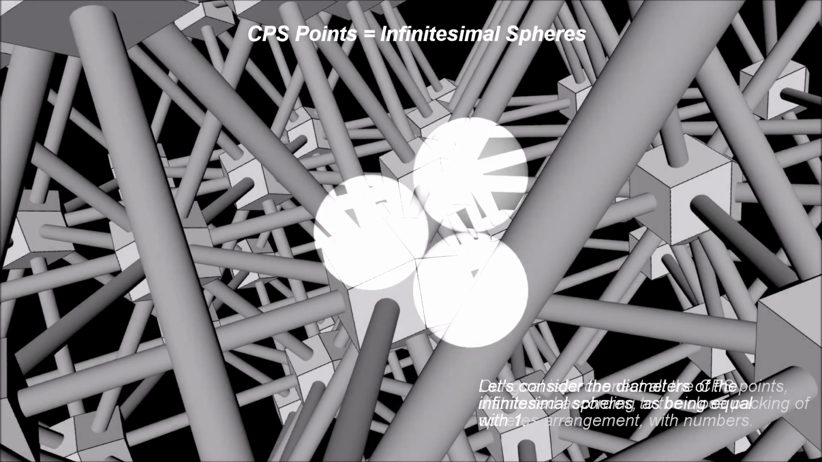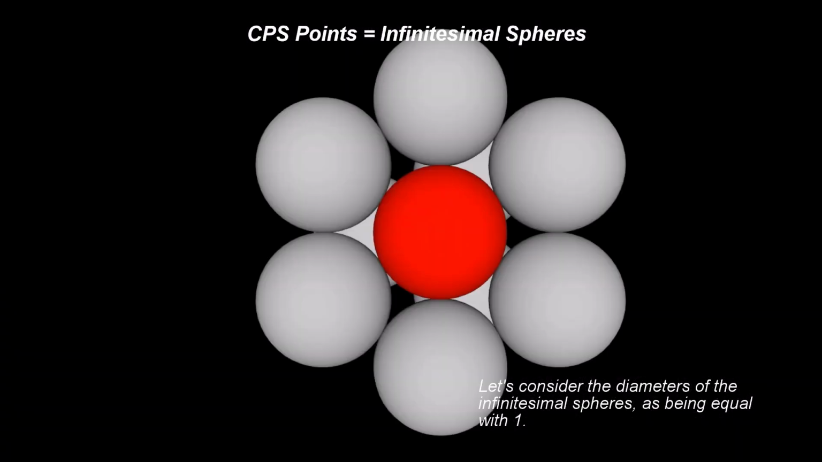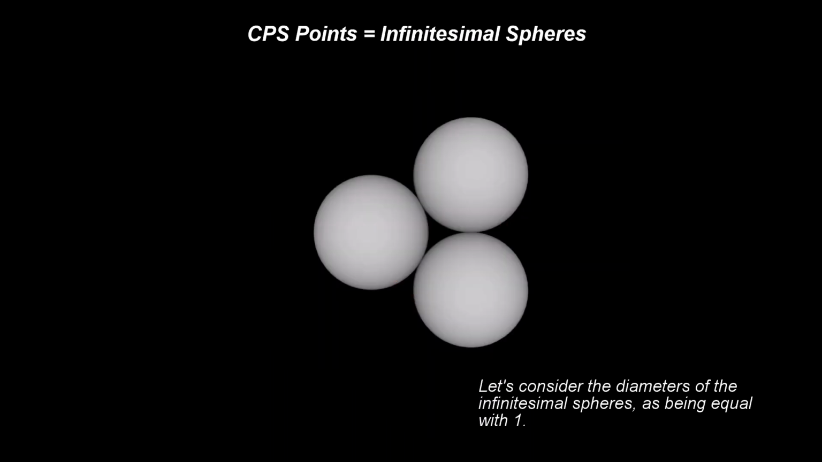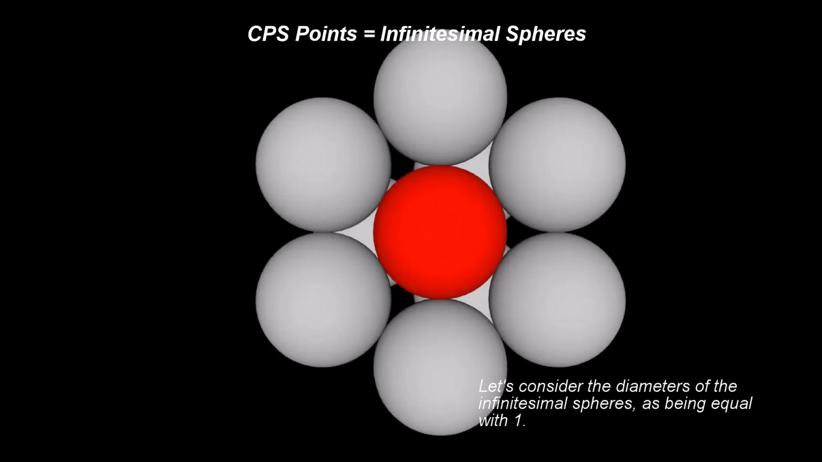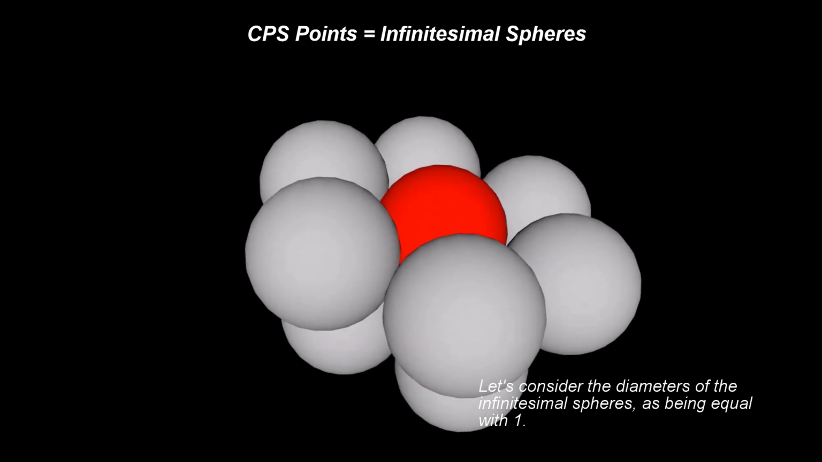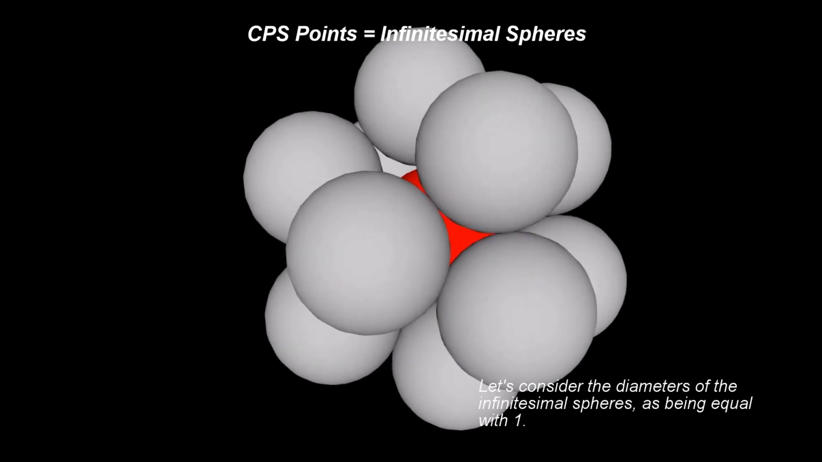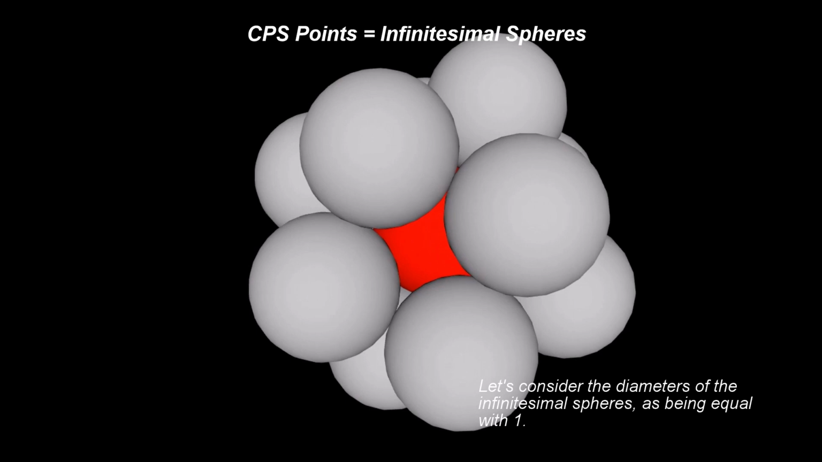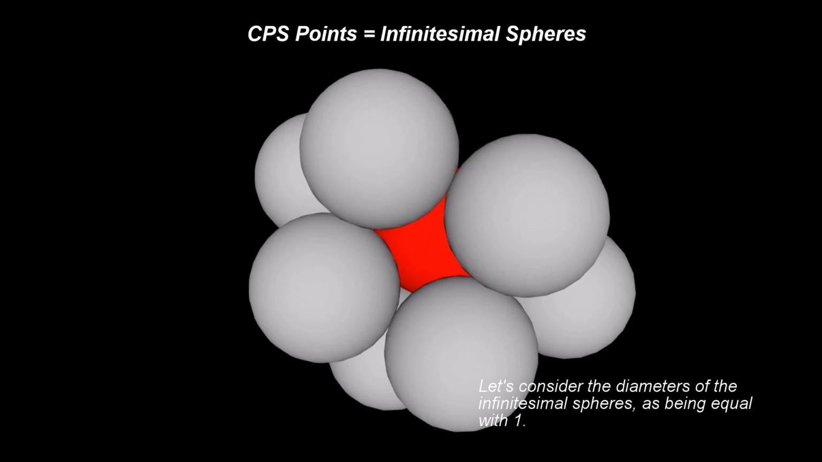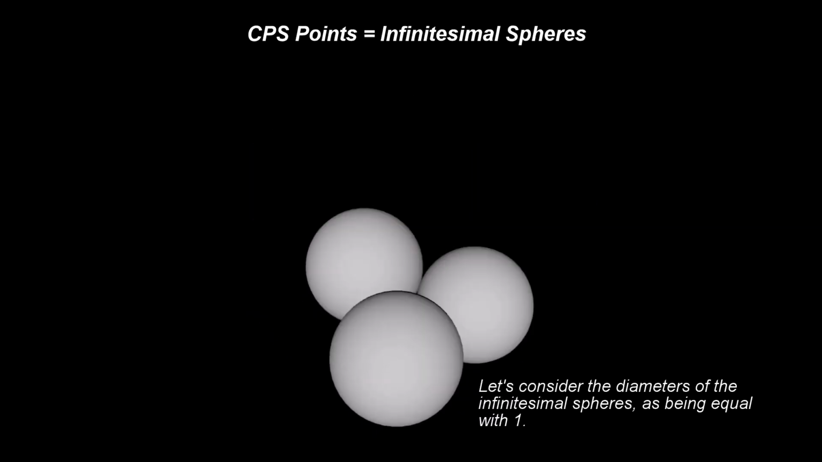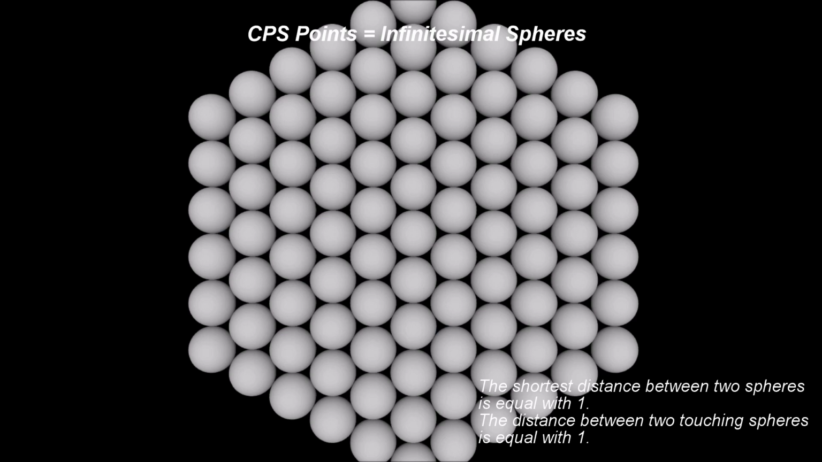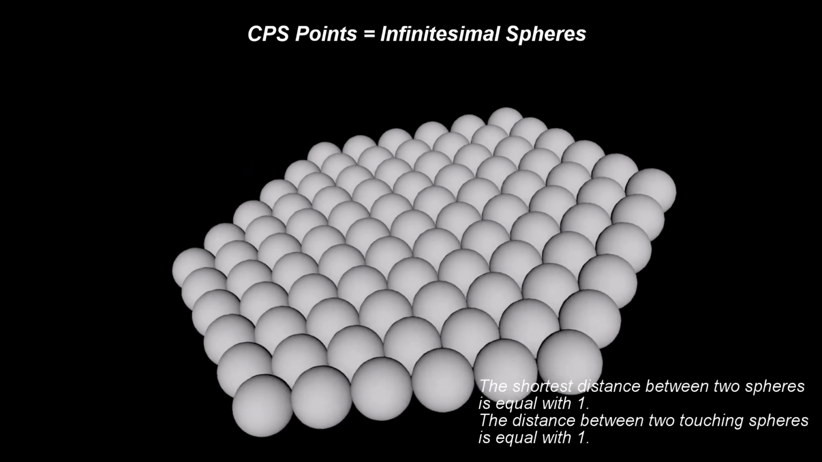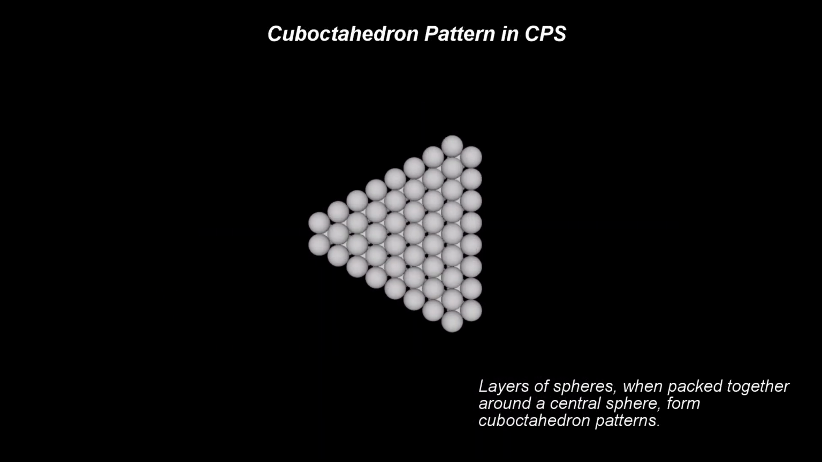To start this endeavor, we will consider the diameters of the infinitesimal spheres as being equal to 1. Subsequently, we will use the terms spheres and points interchangeably. By sphere, we understand here infinitesimal spheres, distributed in CPS patterns. These are in fact the points of the CPS geometry. This is equivalent to the assumption: the shortest distance between two spheres is 1. Or, in other words, this is identical with the statement: the distance between two touching spheres is equal to 1.